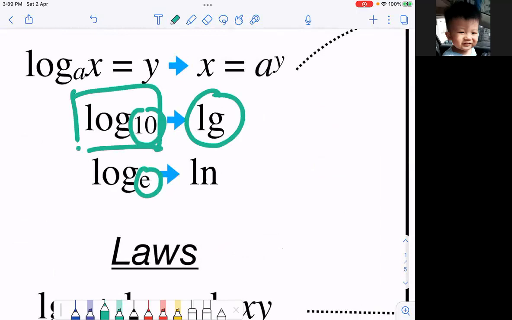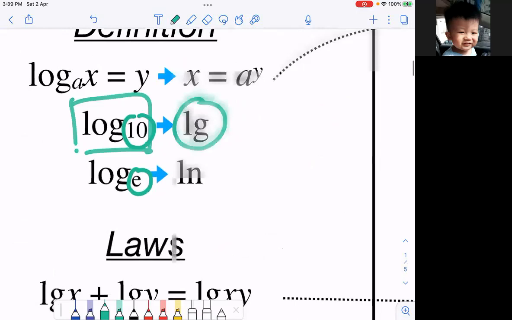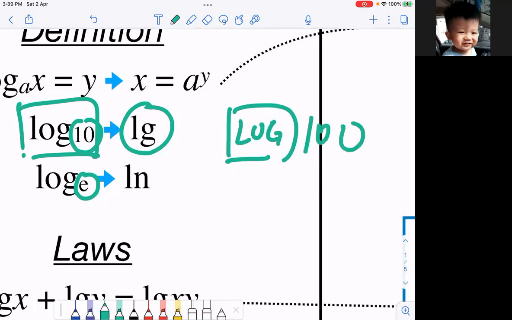LOG is LG. Yeah, why don't y'all go to your calculator? Type LOG 100. What do you think you get when you press LOG 100? Log 10, log 100. What do you think y'all get? Y'all can try.